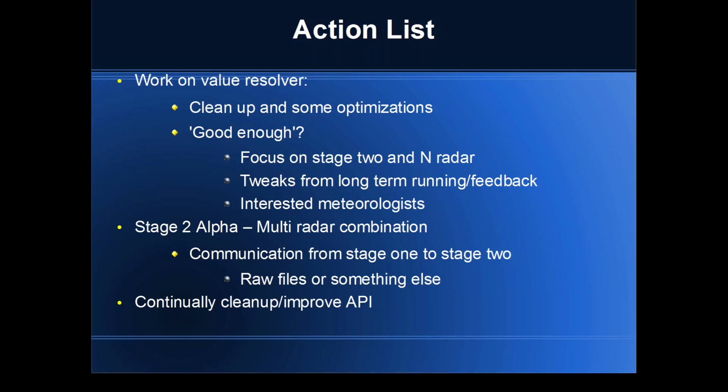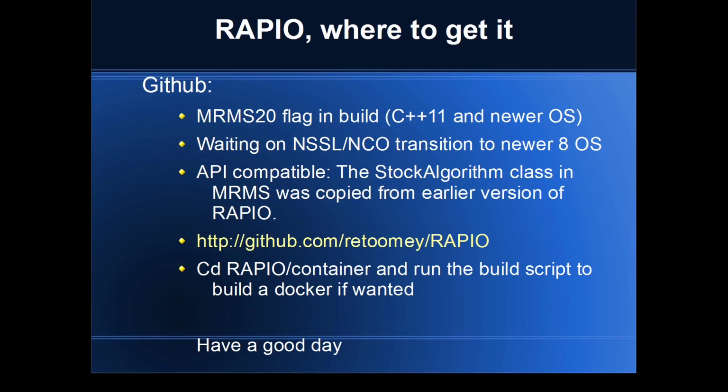We need a stage 2 alpha, multi-radar combination, and we're going to figure out how we're going to communicate between stage 1 and stage 2. The original used raw files. Maybe we'll use something else. We're still debating that. That design is going to come next. And of course, we'll continually clean up and improve the API.